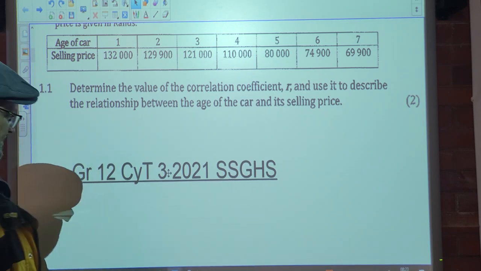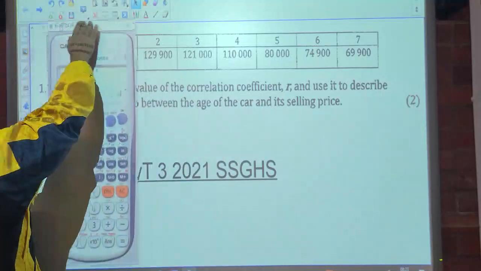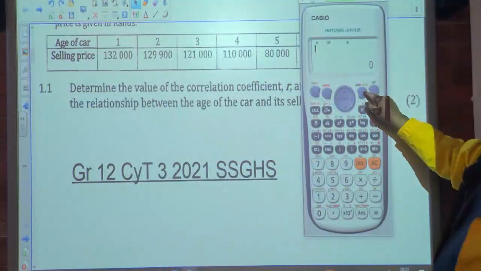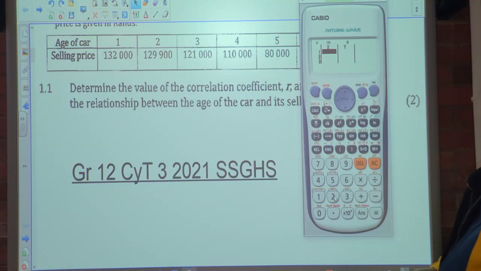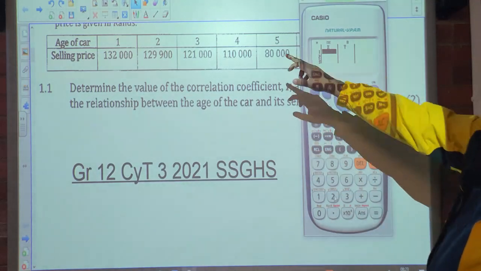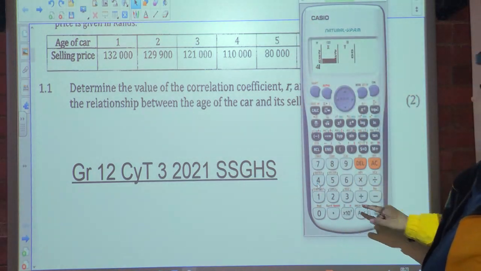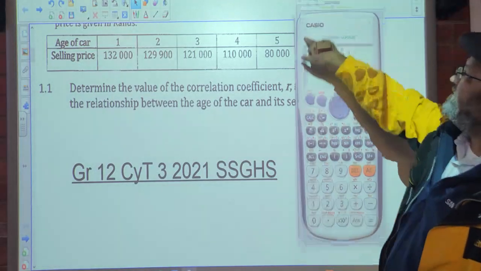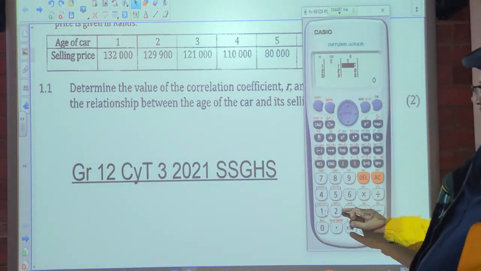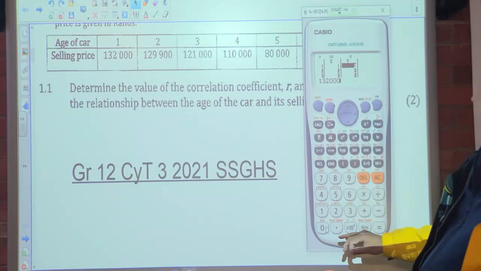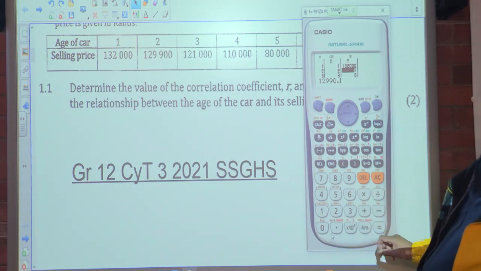So this is a question we did yesterday, not so? What we do is we enter this into a calculator. So we press mode, number 3 for stat, number 2 for A plus BX. First column is normally the first row, so it's going to be 1, 2, 3, 4, 5, 6, 7, and that corresponds with 129,900.